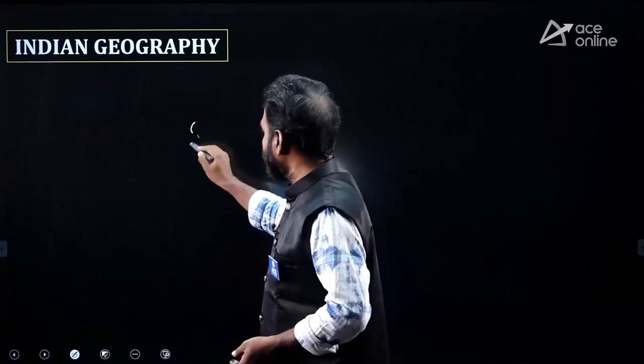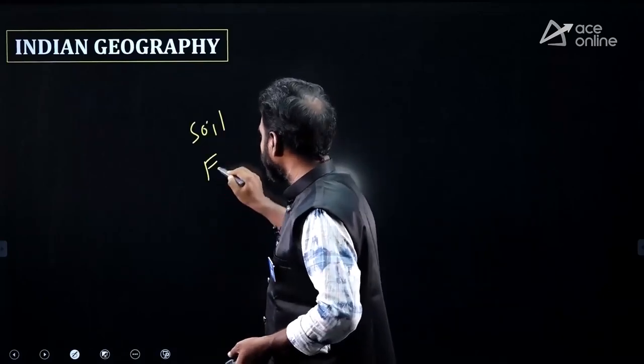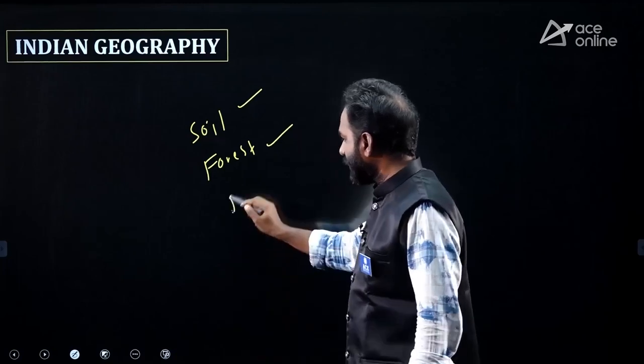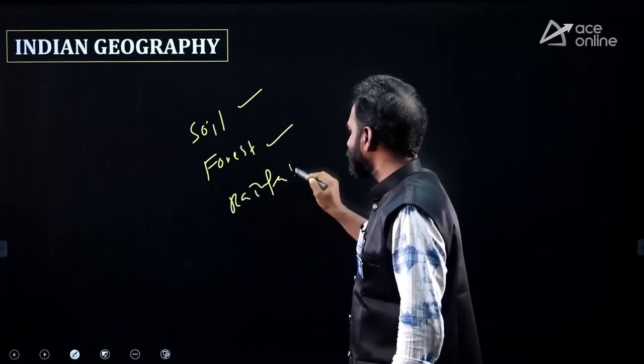And Indian geography, in Indian geography they are asking questions mostly on mountains, rivers, and dams. Sometimes they are asking questions about the types of soil, types of forest, which soil is highest, which forest is highest, and what about the rainfall. Some basic things only.